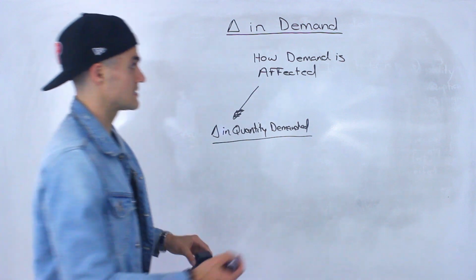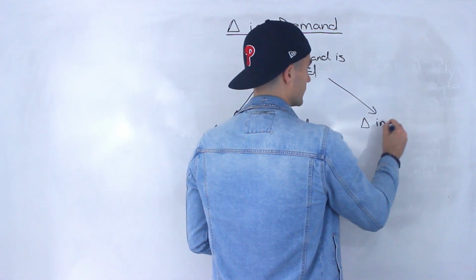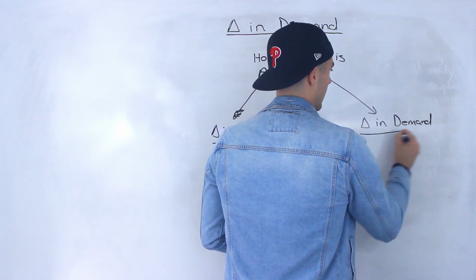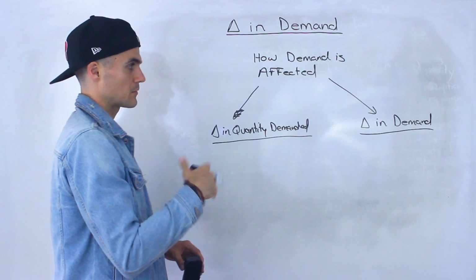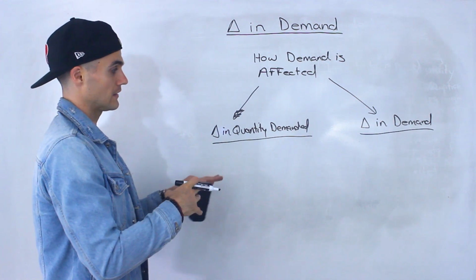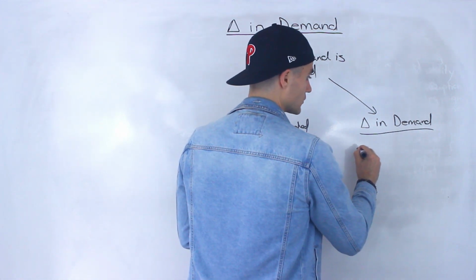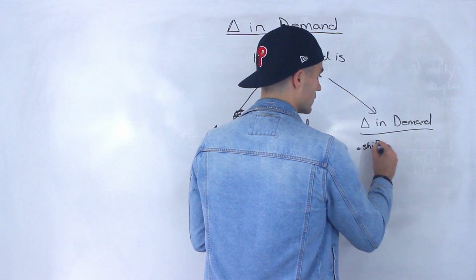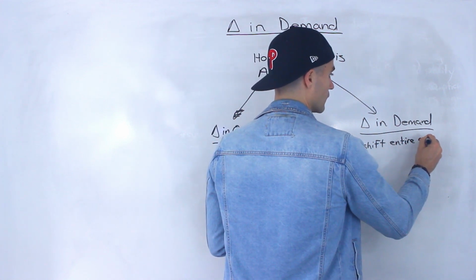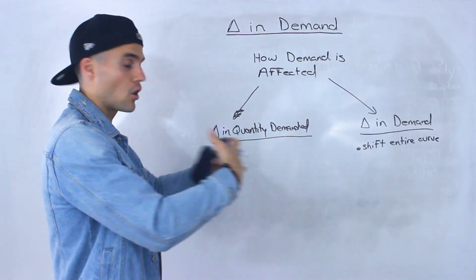Well, another way that demand is affected is if there's a change in overall demand. And I've mentioned this before at the beginning of the overview of demand. Change in quantity demanded is movement along the curve. Well, a change in demand is going to be a shift of the entire curve, either left or right. So it's going to shift all the points.